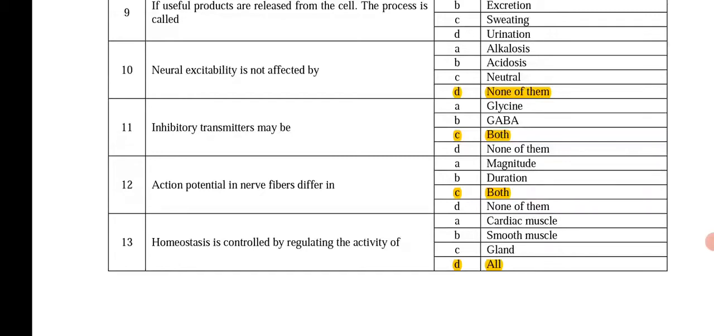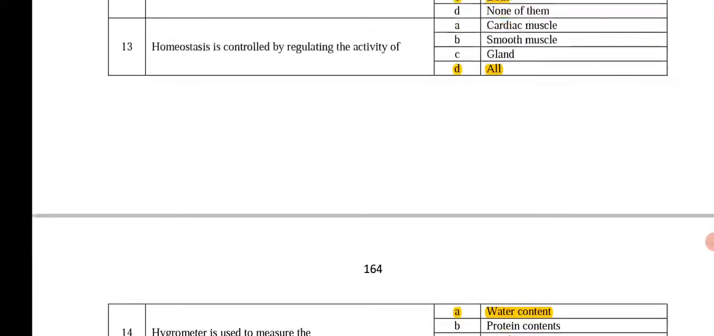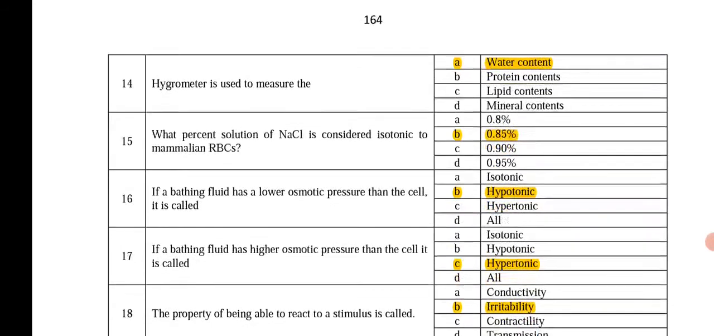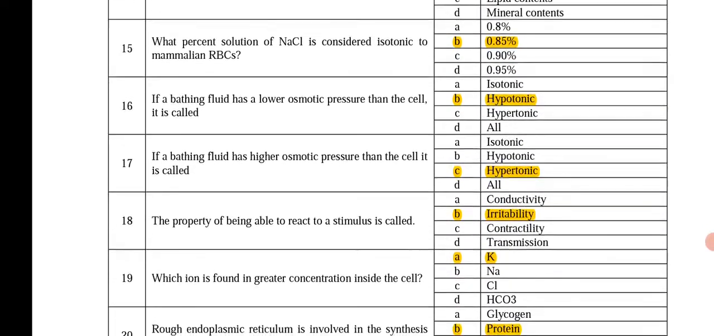Homeostasis is controlled by regulating the activity of all cardiac muscles, smooth muscle, and glands. Hygrometer is used to measure water content. What percentage of sodium chloride is considered isotonic to mammalian red blood cells? 0.9%. If a bathing fluid has a lower osmotic pressure than the cell, it is called hypotonic. If the bathing fluid has higher osmotic pressure than the cell, it is called hypertonic.